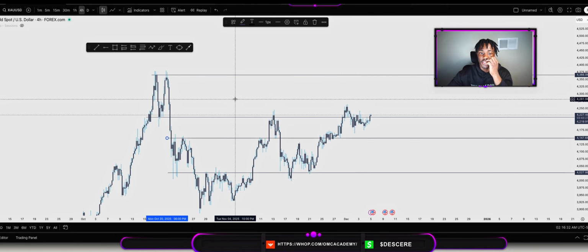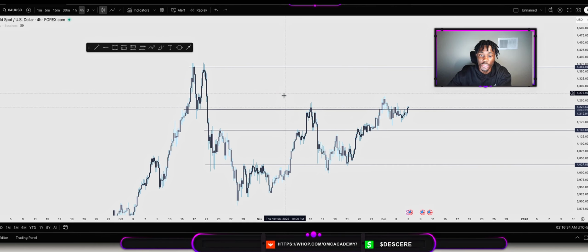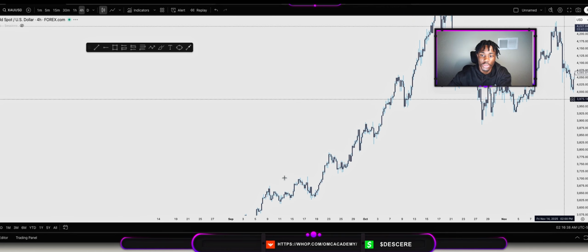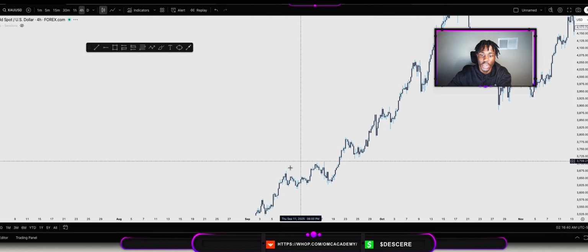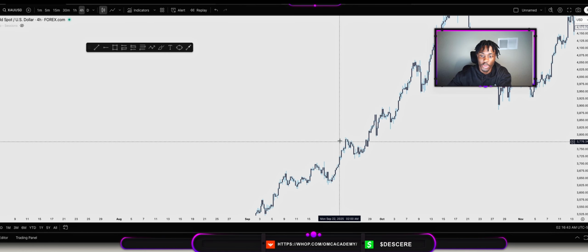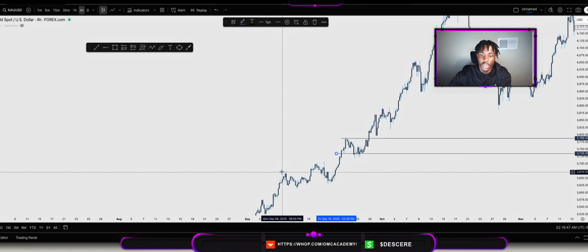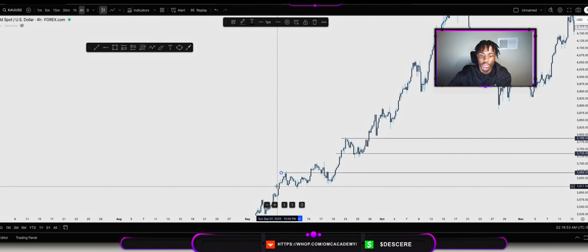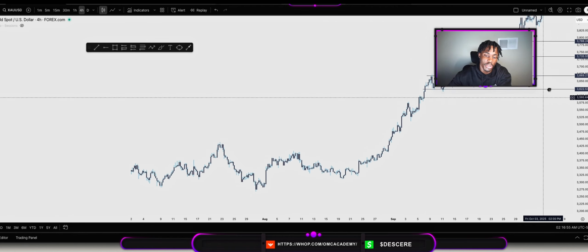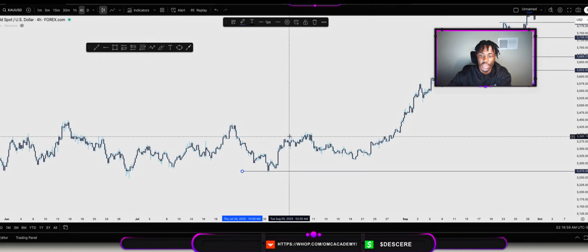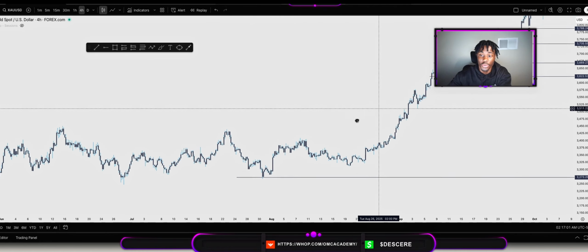And then once I did that, I would literally just erase it, go back some more, boom, and I would do the exact same thing. I would come over here, let's say I'll mark off this area, mark off this area, mark off this resistance range, this support resistance range right here, mark off this range right here, and I would go back in time again and I would do the exact same thing over and over again.